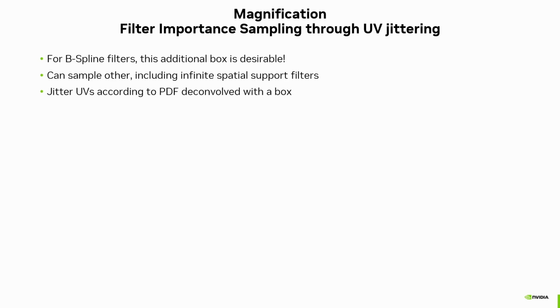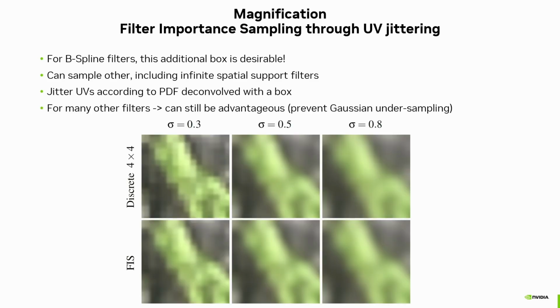And you're not limited to just B-spline family PDFs. You can sample even infinite spatial support filters, and you would just jitter your UVs according to the original filter PDF deconvolved with the box that will happen as a result of nearest neighbor. And even for filters that don't have any deconvolution with the box kernel, like Gaussian, you can do this, and it can actually be beneficial. And here for results, I'll refer you to the paper and explanation.